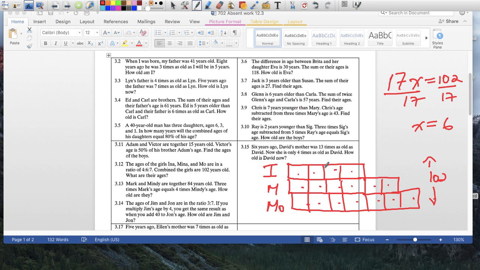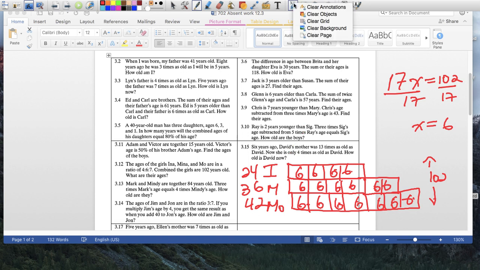What are their ages? x equals 6. So if x equals 6, this means that this is 6, 6, 6, 6, which means Ina is 24 years old. It's 6, 6, 6, 6, 6, 6, and she is 36. And this one is 1, 2, 3, 4, 5, 6, 7, which means 42. So remember this? Tape diagrams, right? From last year. So we can definitely use that.